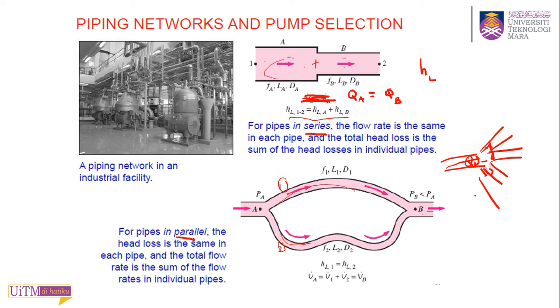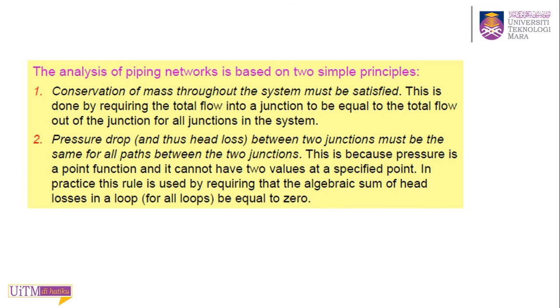No, sir. So you need to understand the head loss and the volume flow rate depending on your pipe networks, whether they are connected in series or in parallel. This analysis of a piping network is based on two simple principles. First, conservation of mass, the continuity equation, must be satisfied if you have a piping junction, so you need to add all of that.